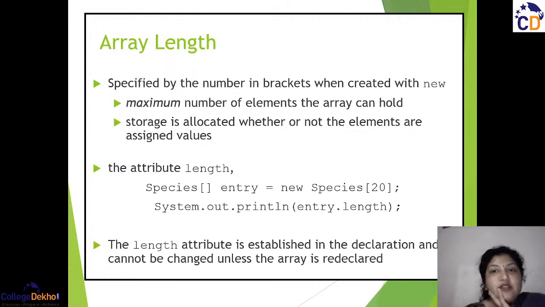Maximum number of elements the array can hold. So beyond 100 you cannot go. Like in the given example, beyond 20 it cannot go, so you can have 20 elements in the array. Storage is allocated whether or not the elements are assigned values. So it is a disadvantage of arrays: whether you are putting values in that array or not, if you have defined it with 20, 100 or whatever size, that much amount of space is allocated in the memory, right?